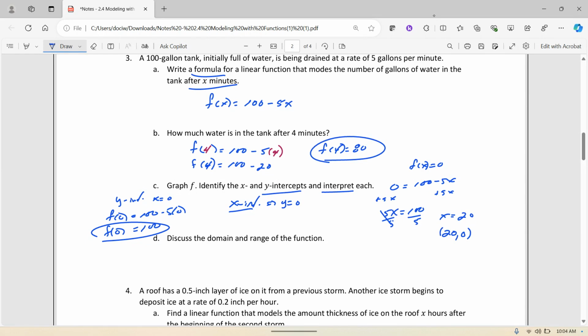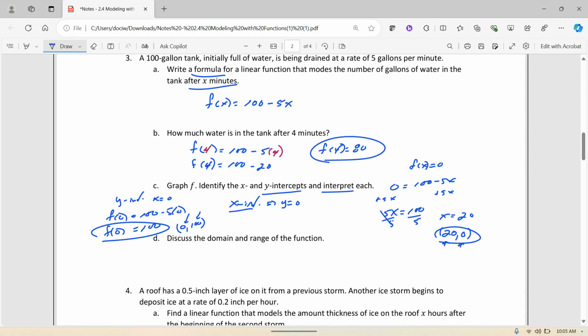My x-intercept is the point 20, 0, right? My y-intercept was the point 0, 100, meaning after 0 minutes, there's still 100 gallons in the tank. The x-intercept, 20, 0, means that after 20 minutes, there's 0 gallons of water left in the tank. So the y-intercept will tell me what the initial value is, how much water is initially in the tank. The x-intercept tells me how long it takes for the tank to be empty.